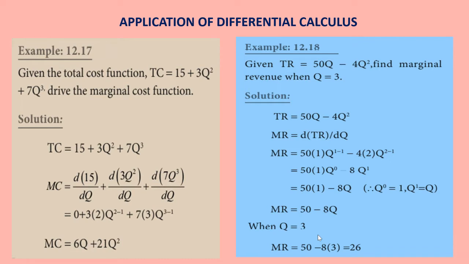Why is differential calculus used in economics? We have already studied the law of demand. What does the law of demand say? If there is an increase in price, there is a fall in the demand. If there is a decrease in the price, there is an increase in the demand. So there is an inverse relationship between the price and the commodity demanded. This is the law of demand.